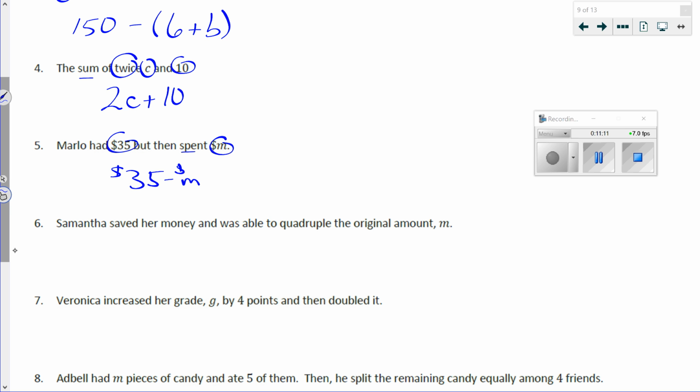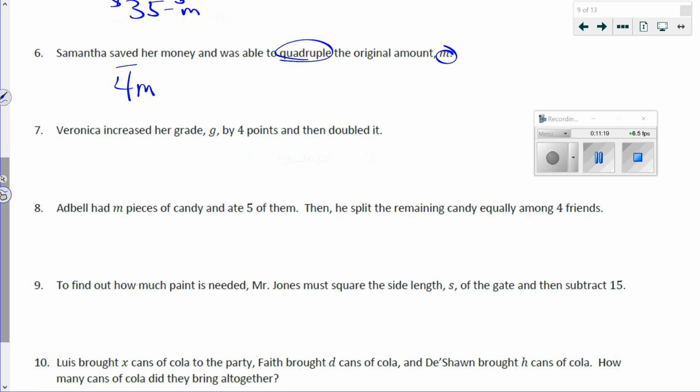There we go. Saved her money, was able to quadruple. We haven't really talked about that one. Hopefully you guys understand that means times 4. Okay, Veronica increased her grade G by 4 points and then doubled it, meaning I need to have those together. Technically, if you wrote the 2 first and then the G plus 4, that would also be acceptable because the grouping symbol means I have to add them first.